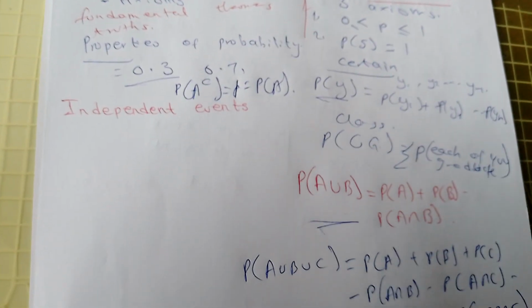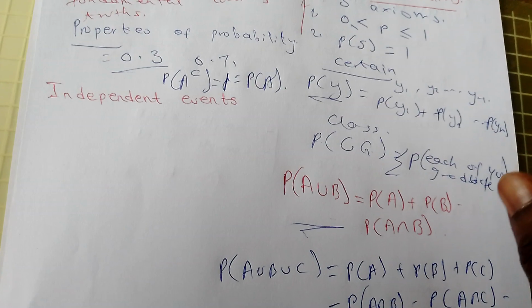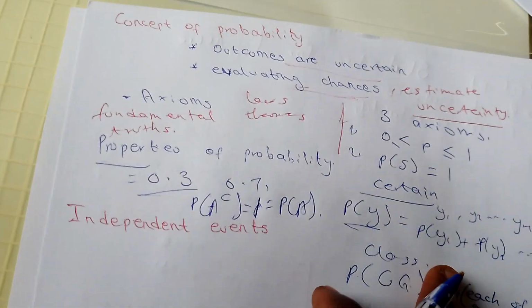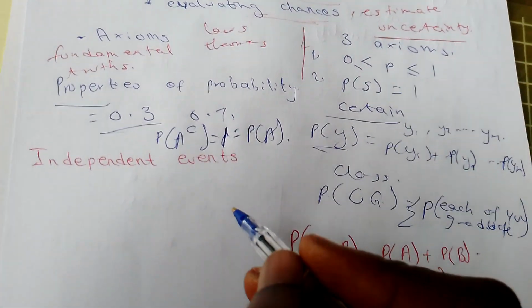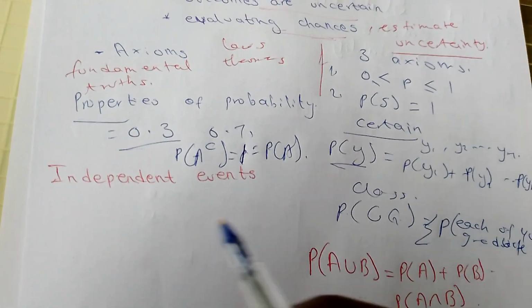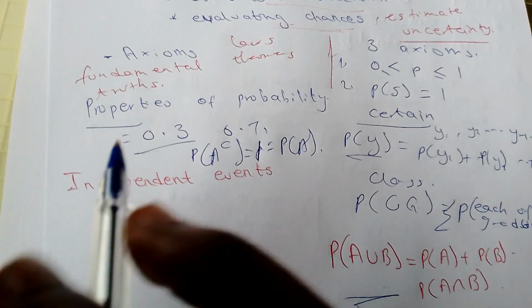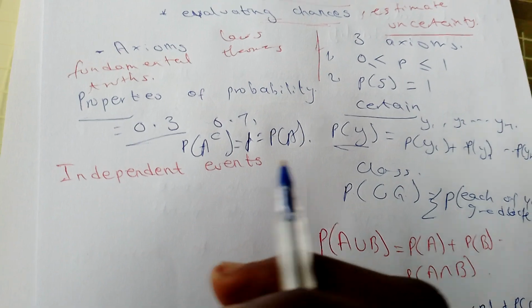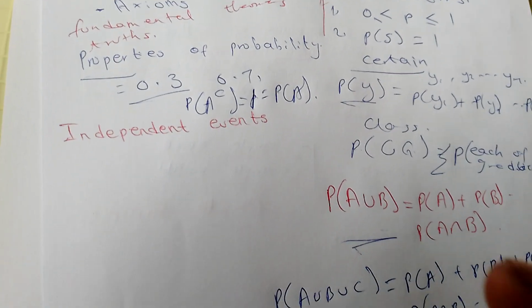Okay. Now, with probability, the easiest one to tackle are the independent events. When we say independent events, we mean events where the occurrence of one does not depend on the other, right?